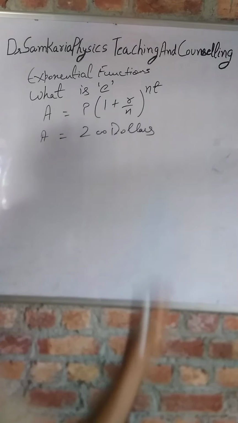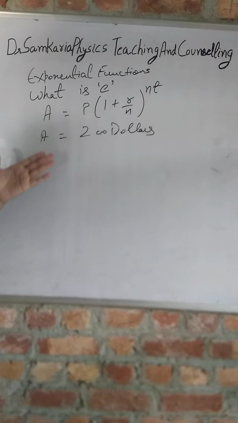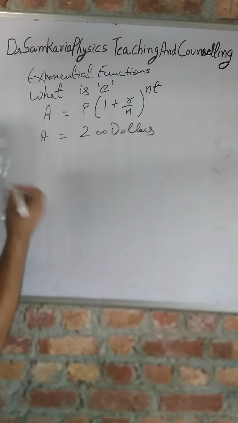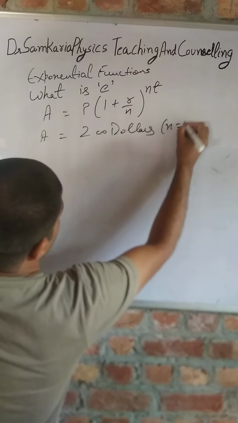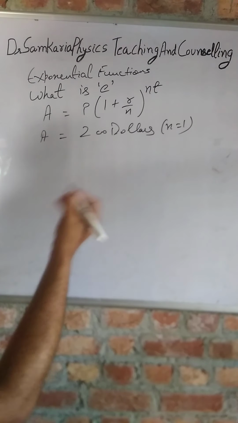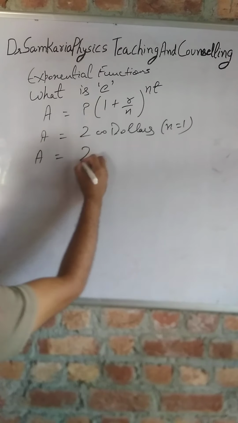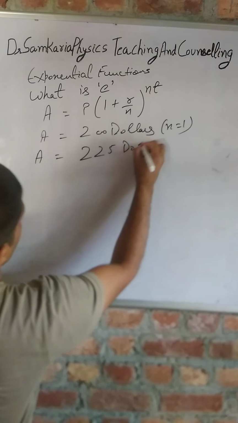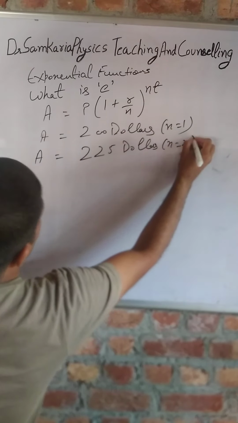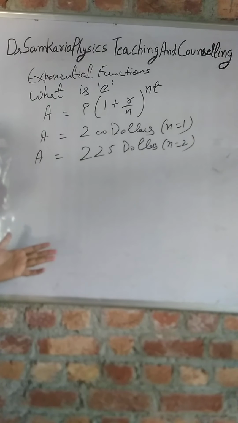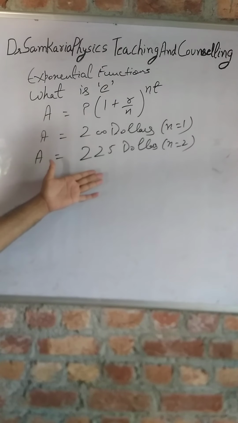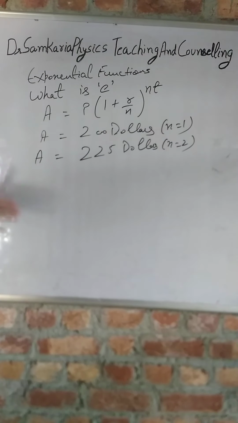Now suppose I invest the same $100, but now my interest is compounded 2 times in a year. So by this formula, you will get, this is for n is equal to 1. You can check. Now suppose my n is equal to 2. So if my n is equal to 2, my amount will be $225 by using this formula. When n is equal to 2, it means I am compounding my money twice in a unit time, that is 1 year.